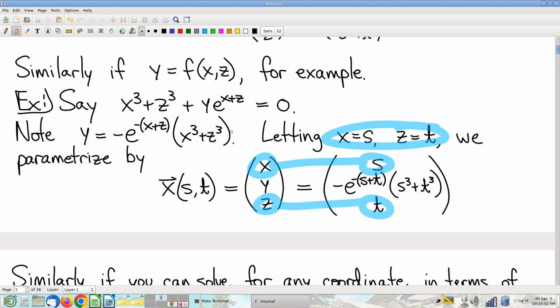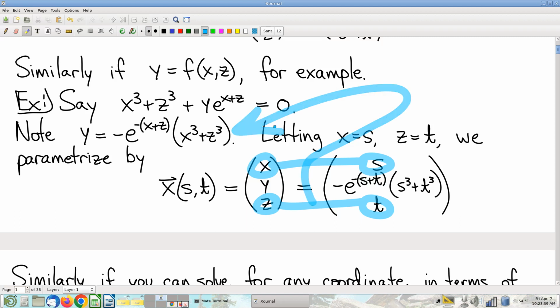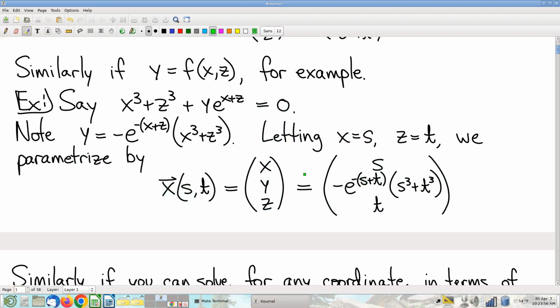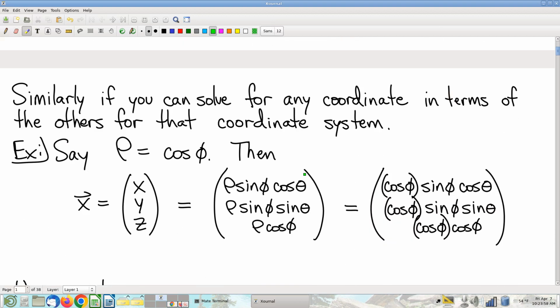And then continuing with these formulas for x and z, plug into there, and unavoidably we have to use this formula for y. And again, done. Parameterization, position is a function of s and t, and again we win. Okay. You can do this in other coordinate systems.